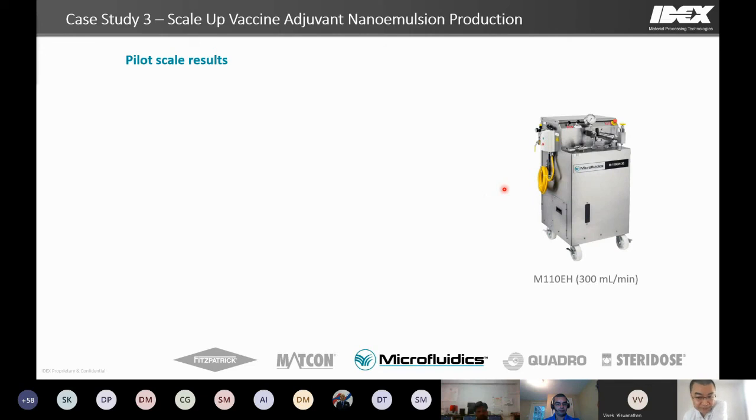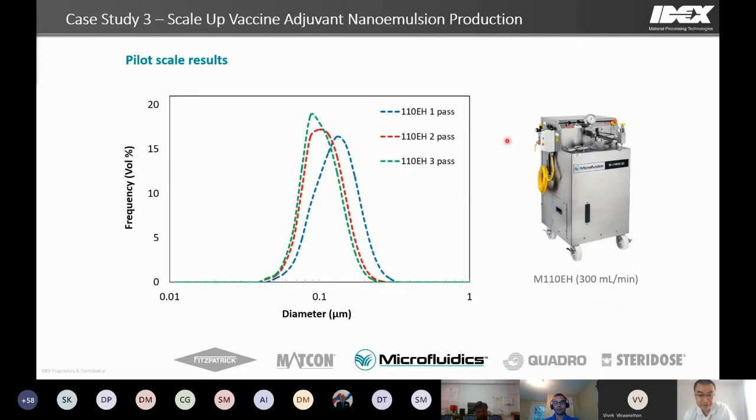So the optimized lab scale results were done on our small pilot machine, the M110EH microfluidics processor, that can process about 1/3 of a liter of sample per minute. And you can see from the results plotted here in this graph that after the process and the formulation optimization, only either 2 or 3 passes is enough to achieve the emulsion with desired particle size and narrow distribution. And this condition was selected for the scale-up production runs.